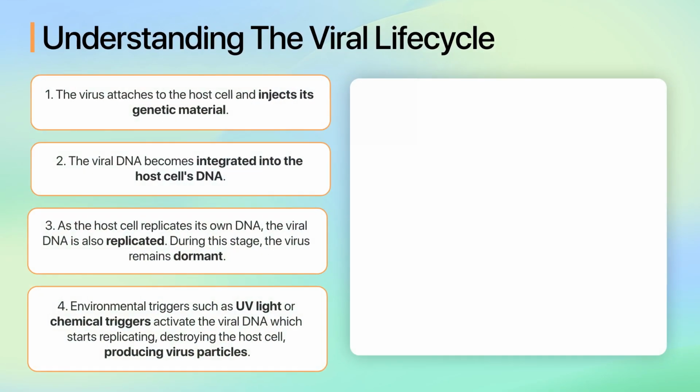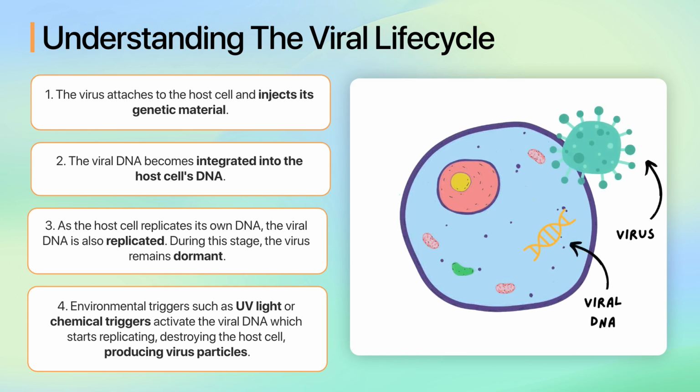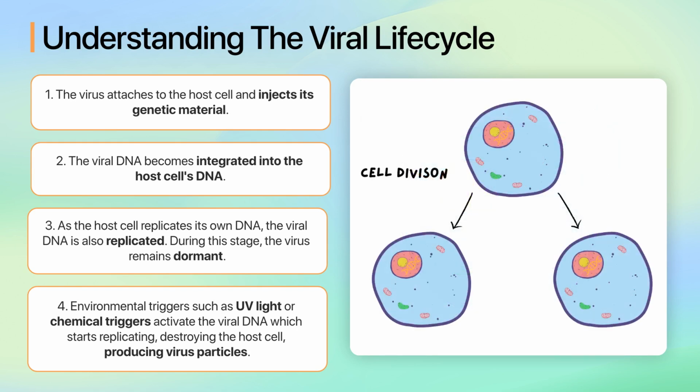The lysogenic pathway follows a different process. Similar to the lytic pathway, the virus attaches to the host cell and injects its genetic material. Instead of immediately taking over the host cell's machinery, the viral DNA becomes integrated into the host cell's DNA. Each time the host cell replicates its own DNA during cell division, the viral DNA is also replicated. During this phase, the virus remains dormant and does not produce new viral particles.